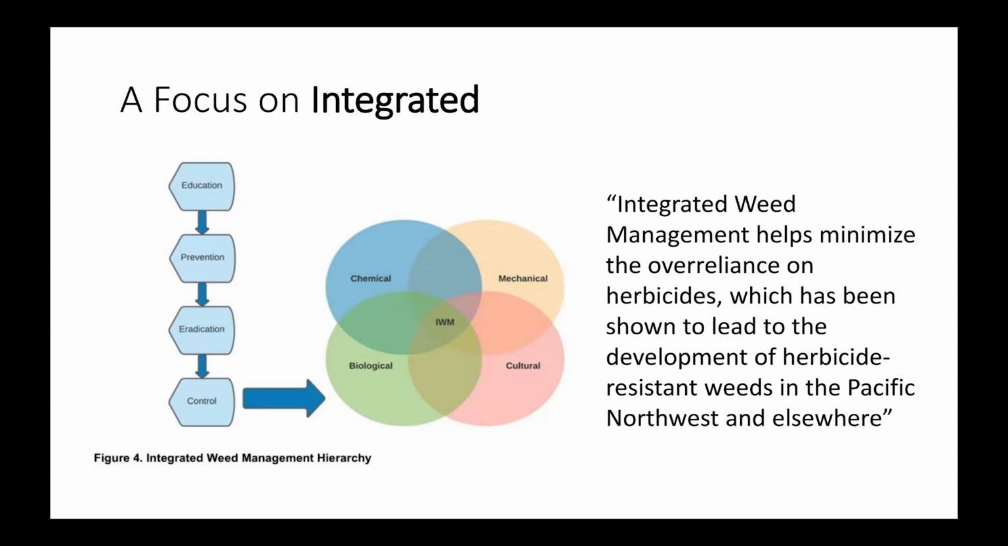And so in our plan, the goal was to minimize an over-reliance on herbicides. Part of that is just for the ecosystem health aspects. Herbicides, if not used correctly, can cause some pretty significant damage to waterways and soils. And overusing them and not having a management plan can lead to the development of herbicide-resistant weeds, which we do have quite a big issue with here in the Pacific Northwest.